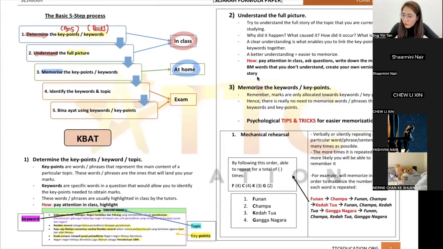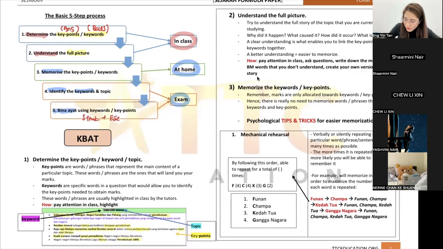And then when you go for the exam, use back the first technique I taught you. Identify means you search for the keywords, and you give me the respective answer. This applies to objective, structure, and essay. Everything, you can use this. Then you bina ayat. This one is for the structure and essay.